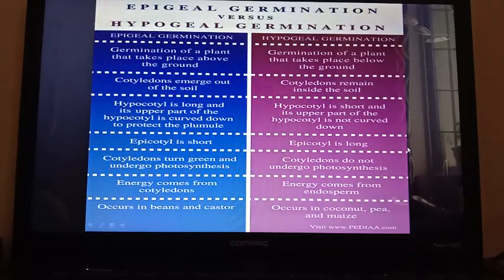So students, today we have discussed the types of germination.